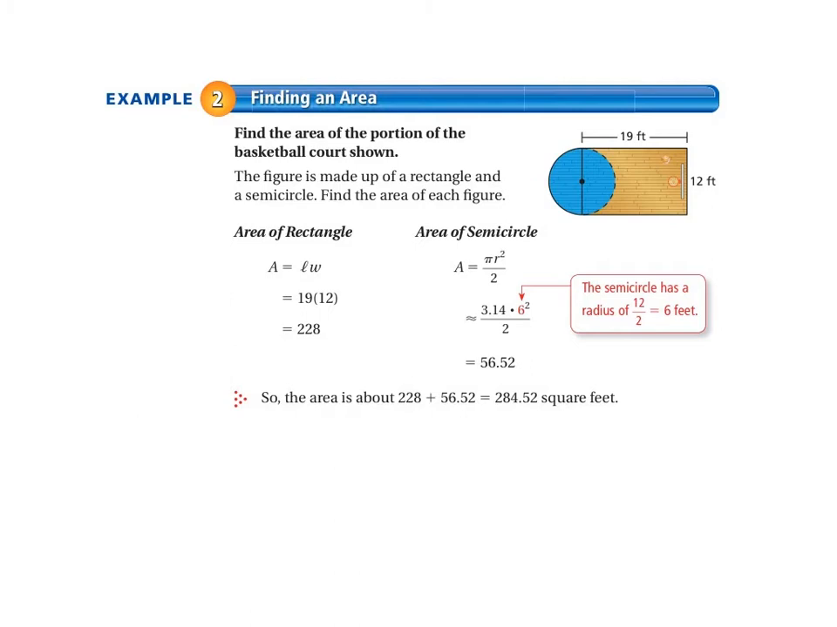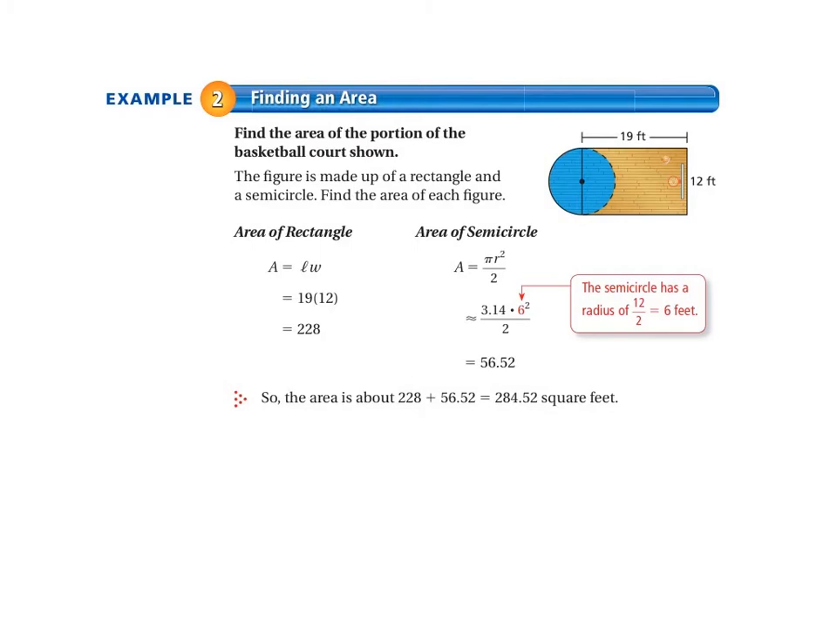Okay, so now we're going to do this when we don't have grid paper, which is the more lifelike situation. So we're going to find the area of the portion of the basketball court that is shown. The figure is made up of a rectangle and a semicircle, so you recognize that this is not an entire basketball court, this is just part of it. It's what we call the shooting lane. So the figure is made up of a rectangle and a semicircle, and we are going to find the area of each figure.